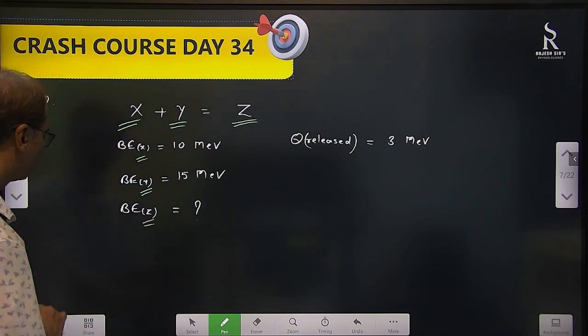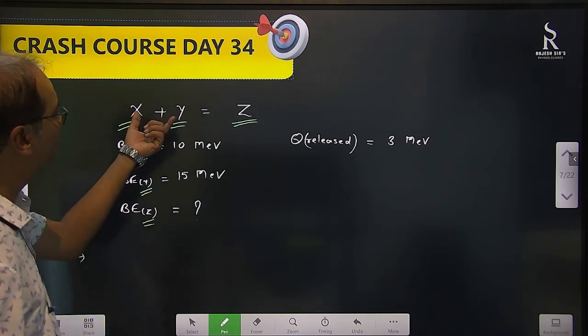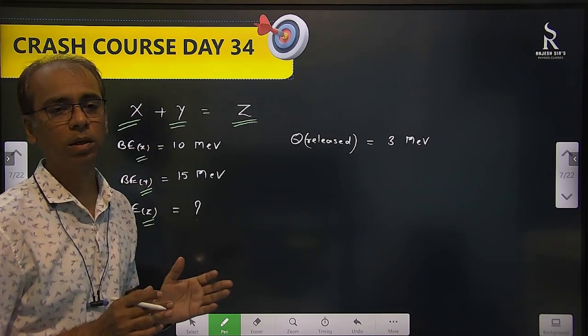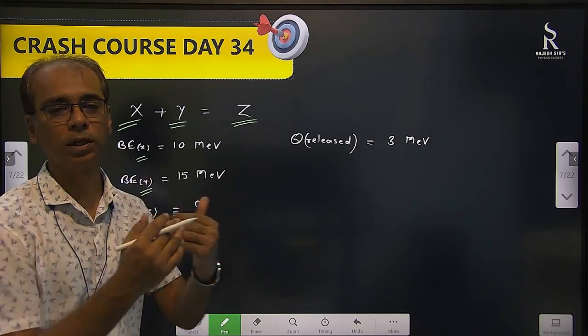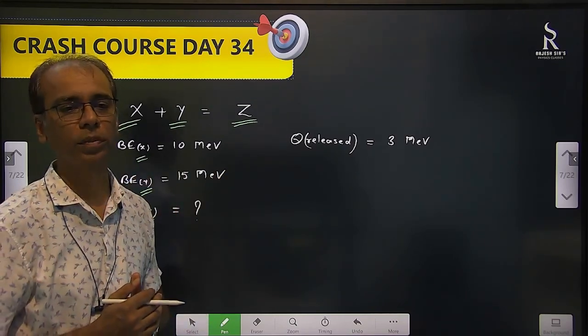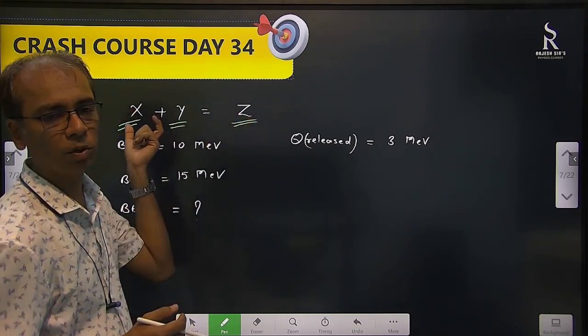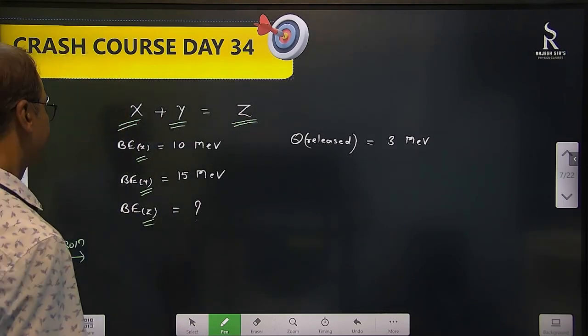So shall we do? The solution says what is happening here: two elements are coming together to make one. So why do two elements come together to make one? Because they want to increase their binding energy per nucleon. They want to go towards stability. So we will say that binding energy per nucleon of Z definitely is more than X and Y.